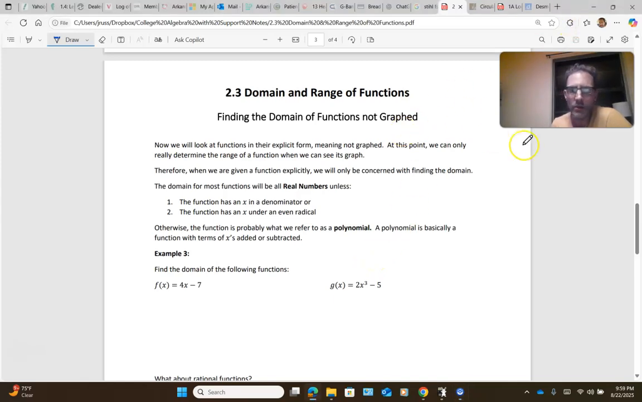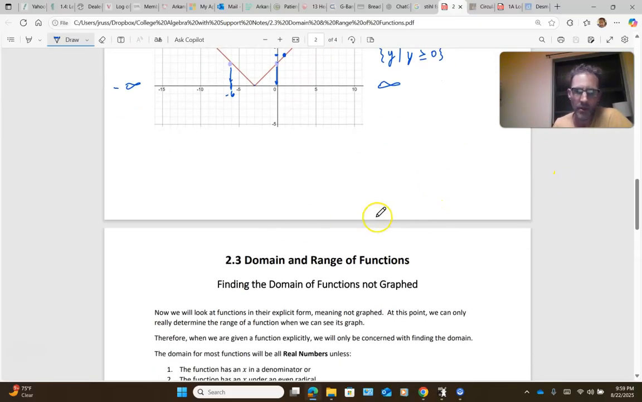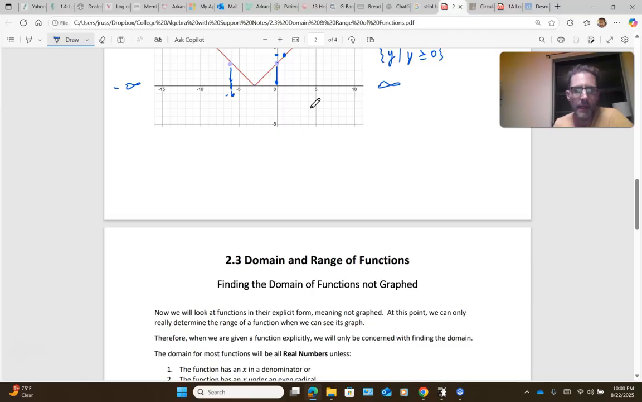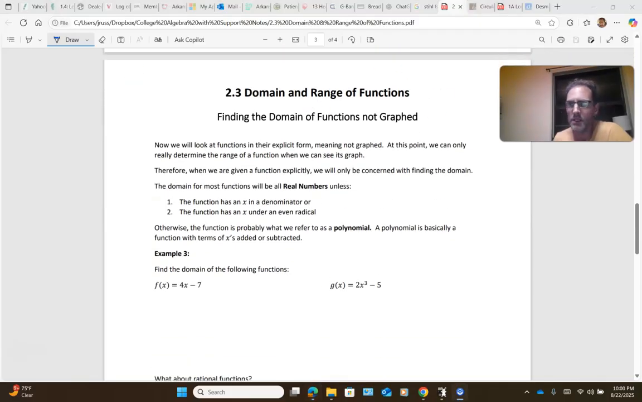Alright guys, we're going to go ahead and finish up section 2.3. We had made it to part 2 and we had been looking at the graphs of functions to evaluate the function and also to determine the function's domain and range. Now what we're going to do is see if we can figure out what the domain of a function would be just from the function itself. So not by looking at the graph of the function, although you could graph it if you wanted to.